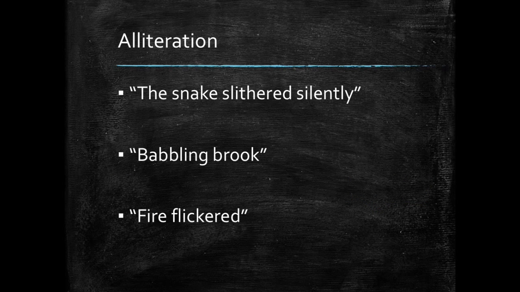What about this? "The snake slithered silently." Well, this is alliterating on the S sound, and it reminds us of a snake or something slithering. It's that S kind of noise. "Babbling brook." Well, the alliterative sound here is B, and that bubble kind of sound. It's like a bubbling river. So it's helping to bring that image into our head. We can hear that sound.